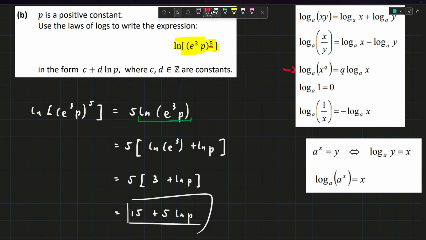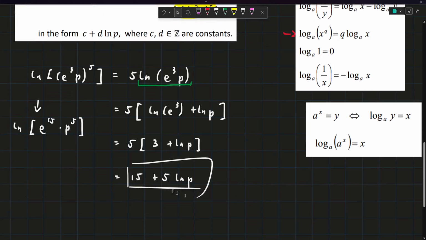Also, if you wanted, you could have done it a different way. You could have just multiplied out the powers. One of the indices rules is that if you have two things multiplied together and they're to the power of something, you can put the power on each of them individually. So you could write that as e to the 15 times p to the 5, and when you simplify that, you get the same thing as down here.